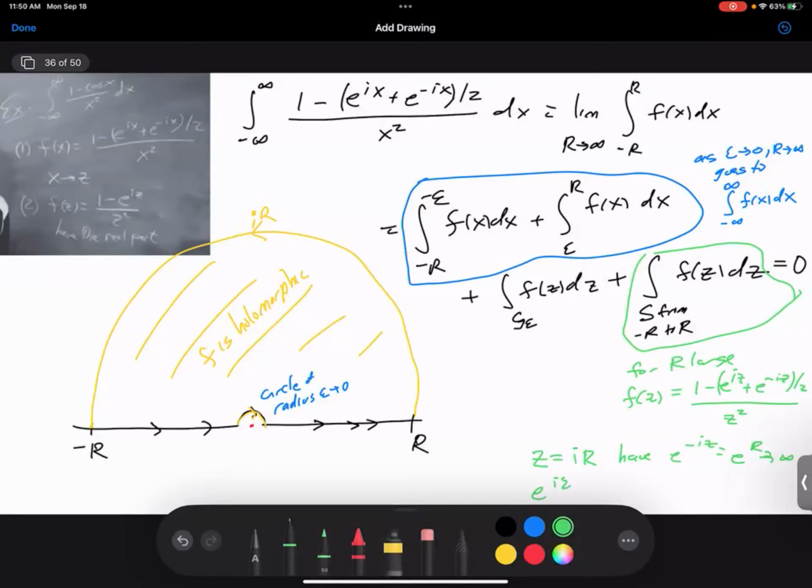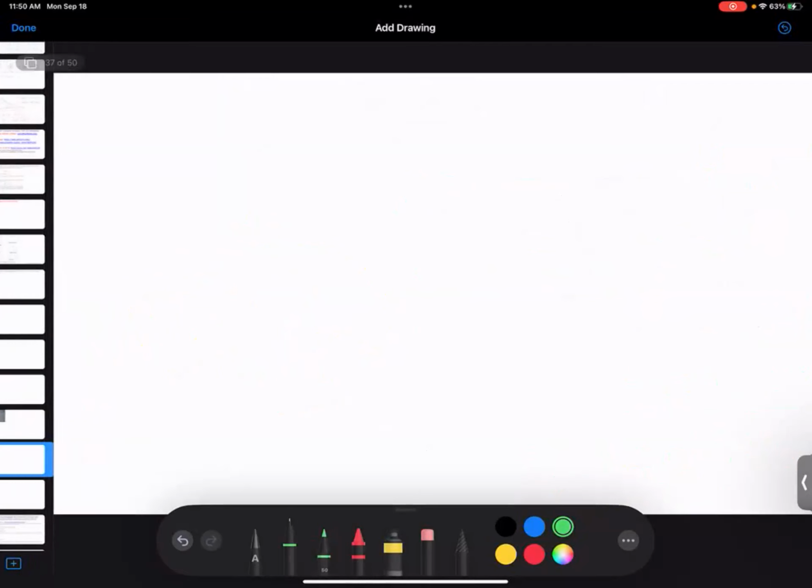E to the iz is going to be at most how big? It's going to be at most e to the ix, e to the minus y. And so the smallest is when y equals 0, so this is at most 1. So one of the terms is no problem. One of the terms is a huge problem. And so what we have to do is we're going to have to split this integral into 2 parts.